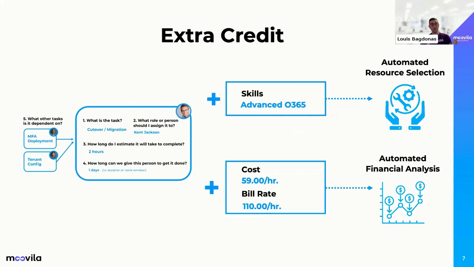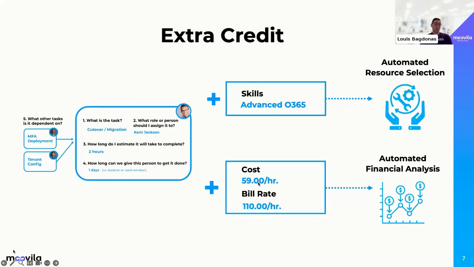And then once we have all that information, that's when we're going to be able to leverage a tool like Moovila and the technology and the automation that we have to forecast your timeline for your projects. We can automate your resource selection, show you who's going to be the best individual to take on that work. And then also start to do automated financial analysis if we have those costs and bill rates in there.